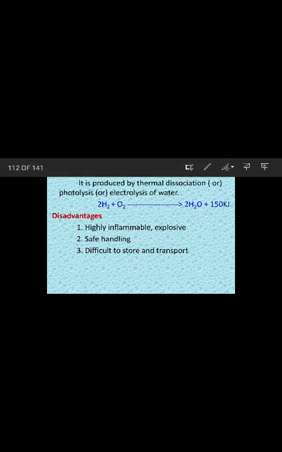Next we are going to see about the hydrogen fuel. It is produced by the thermal dissociation, photolysis or electrolysis of water. Let us see some disadvantages. It is highly inflammable and at the same time explosive in nature. So we have to handle it very safely, and it is difficult to store and transport.